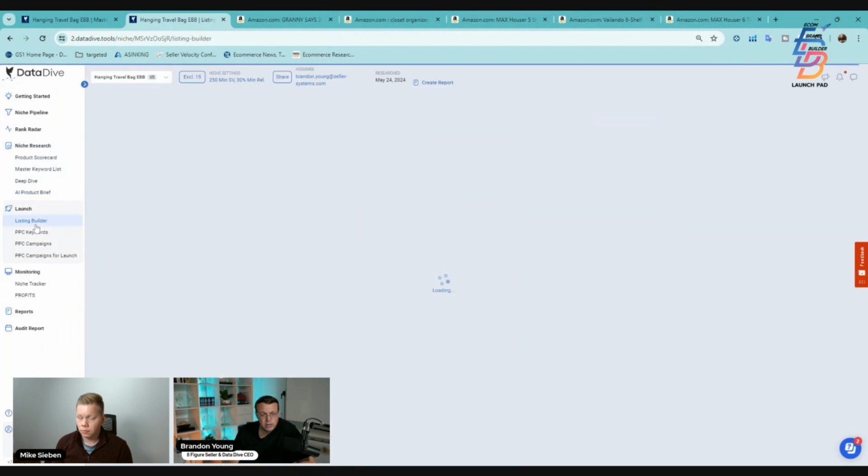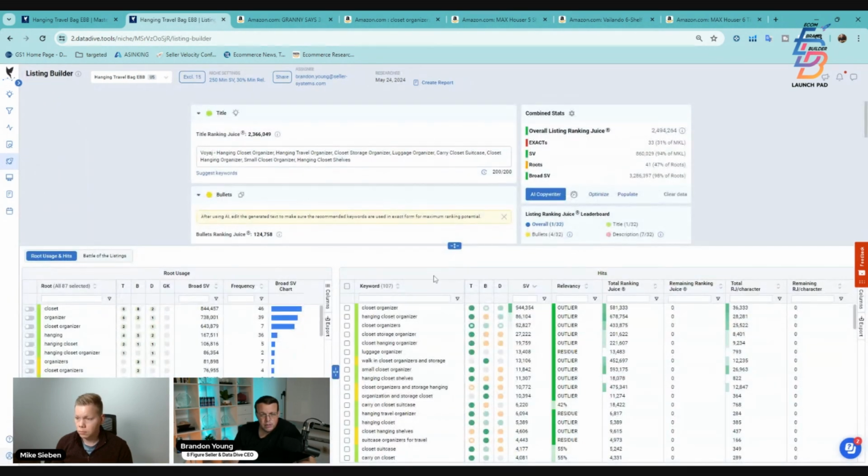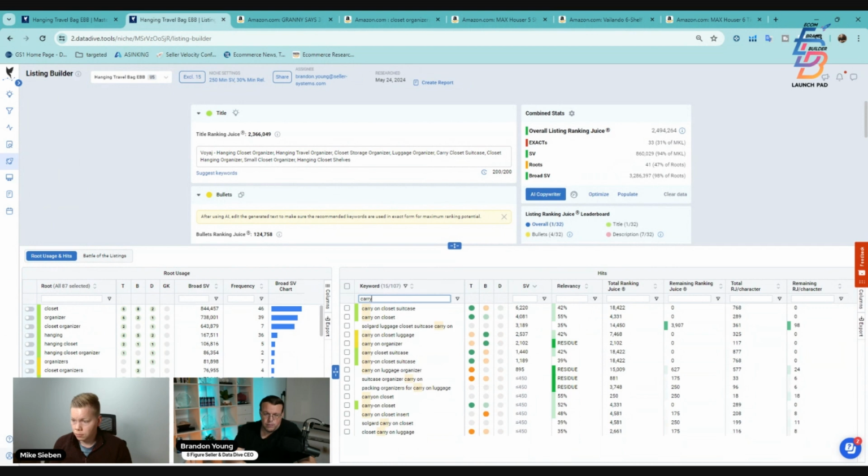So let's go back over here to the listing builder. Let's look at carry-on. And we can make a decision since this is in the title. This is carry closet suitcase. Why is it? Oh, because on is ignored. So this is actually carry on closet. On is a conjunction, so it's ignoring it. So you've got to be careful of that. Let's get rid of this. Let's get rid of those.